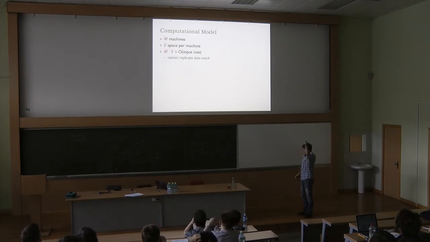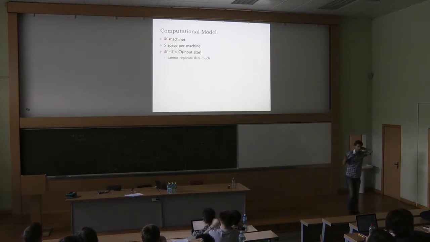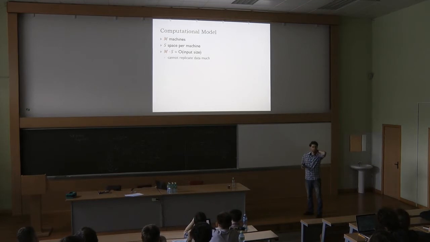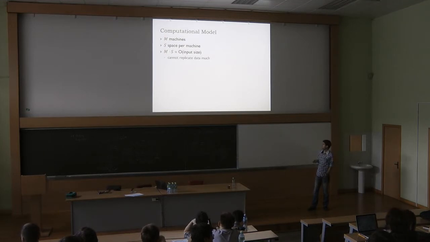Okay, so computational model. Here I do want to put bounds. I want to have order n kind of stuff, I mean, asymptotic notation and everything. So let me exactly describe what we have, what we don't have, right? Think about it the following way. We have m machines. Each machine has space S. And we think of this as m times S being roughly equal to the order of the input size.